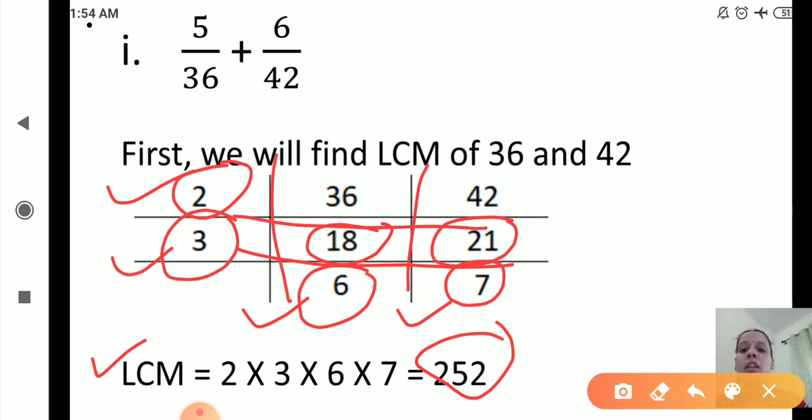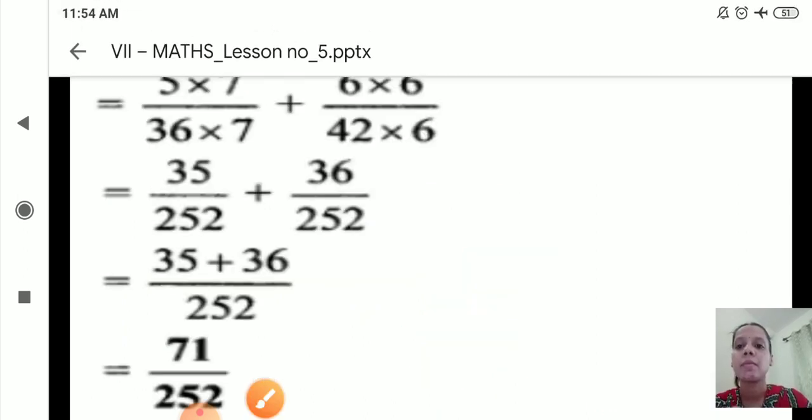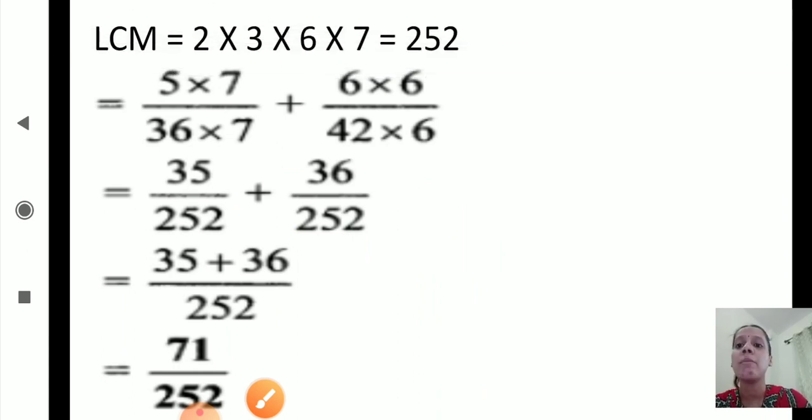Now we got the LCM of 36 and 42. So what is the next step? As you get the LCM, you will see to it that the denominators which are given there become that number. In the denominators we want the number 252, right? So what is there in the denominator in the first number? 36. What is there in the denominator in the second number? 42. So 36 multiplied by 7 you will get 252.